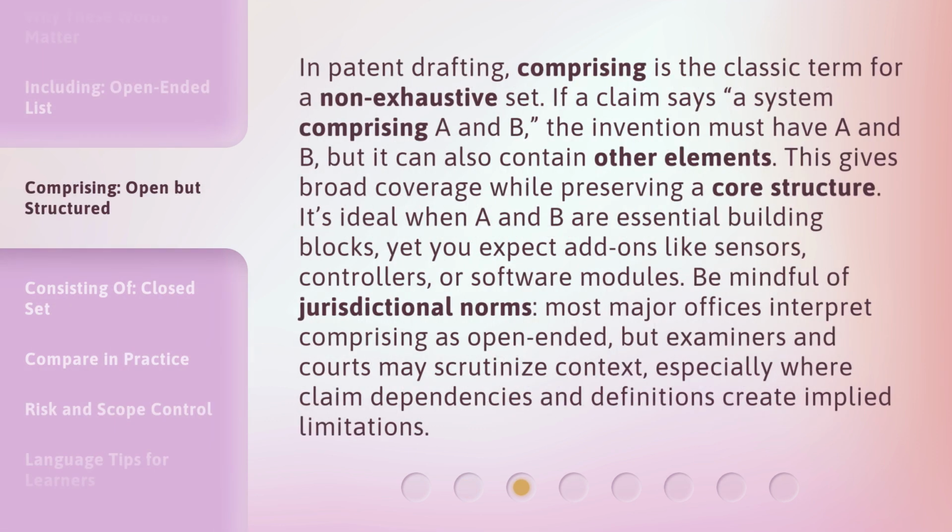In patent drafting, comprising is the classic term for a non-exhaustive set. If a claim says, a system comprising A and B, the invention must have A and B, but it can also contain other elements. This gives broad coverage while preserving a core structure. It's ideal when A and B are essential building blocks, yet you expect add-ons like sensors, controllers, or software modules.